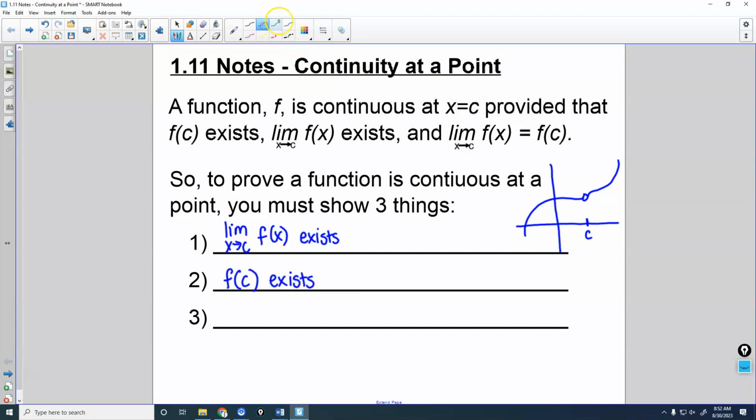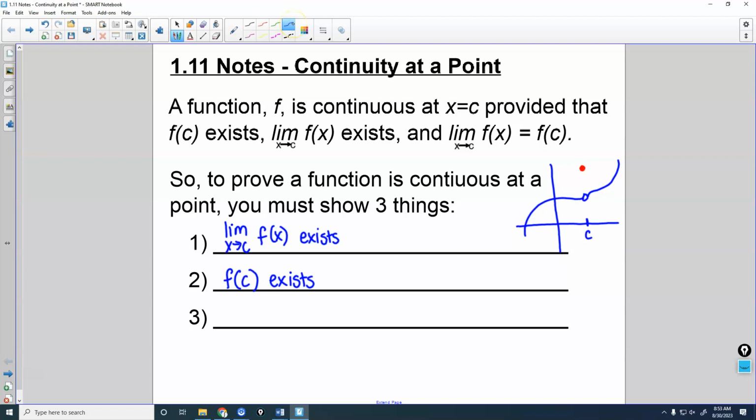Now, I'm going to do this in red, it could be true. So if I do this, 1 and 2 are both true. The limit at c exists, and f of c also exists if I have a closed dot. Is this continuous? It is not, because if I trace it, I would have to pick up my pencil, hit that dot right there, and then pick my pencil back up to continue tracing. So 1 and 2 must be true, but alone they are not enough to prove that a function is continuous.